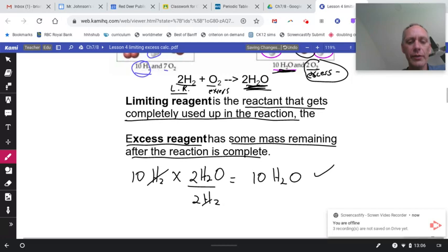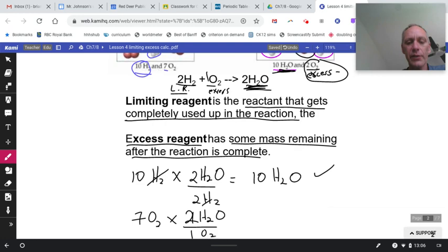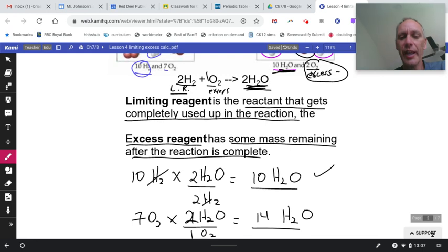Well, what if we use oxygen? So there are 7 oxygen, and from our balanced equation, we can make 2 waters for every 1 oxygen, which is 14 waters. So we can make 14, but we don't have enough hydrogen. 10 hydrogen limits us to 10 water. We'll never get to 14 because the hydrogen is the limiting reagent.